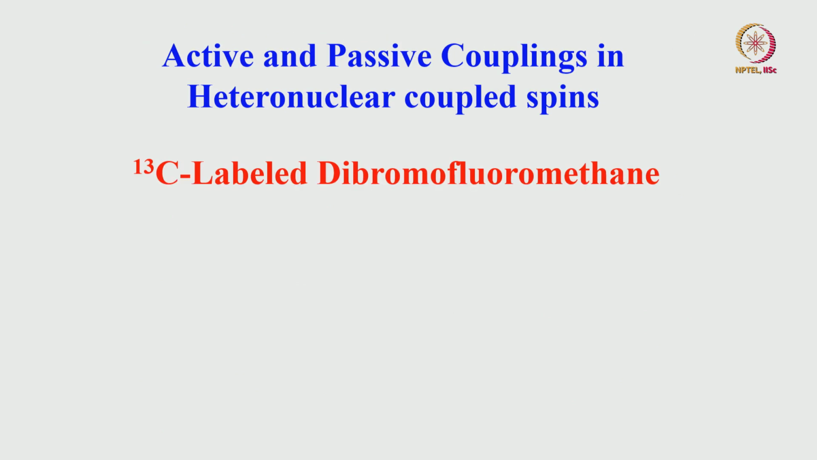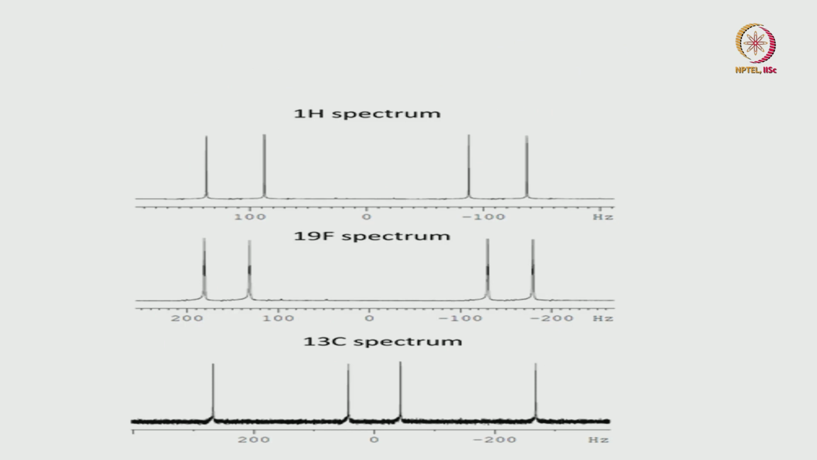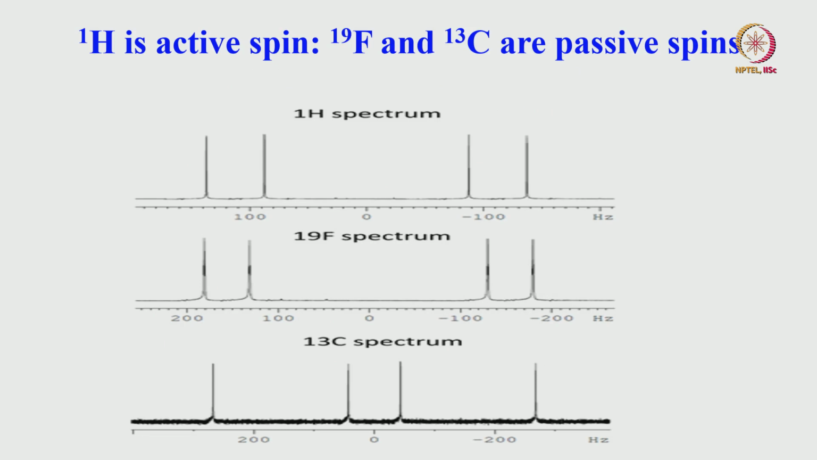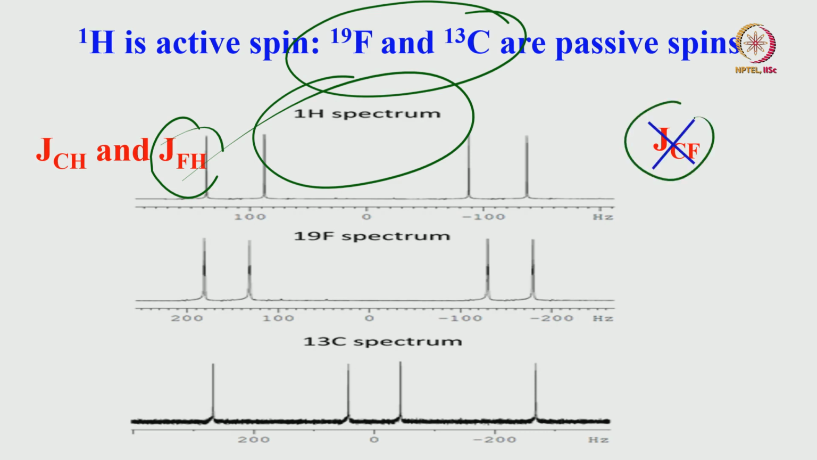Let us take the example of 13C labeled dibromofluoromethane. This is the molecule. Now with the weakly coupled spin system we have A, M and X: 3 different nuclei, a proton, a fluorine and a carbon. This is a proton spectrum, this is a 19F spectrum and this is a carbon 13 spectrum. If proton is the active spin in the proton spectrum, fluorine and carbon are passive spins. So in the proton spectrum when you analyze, you will get JCH and JFH, but JFC you will not see, that is not possible.